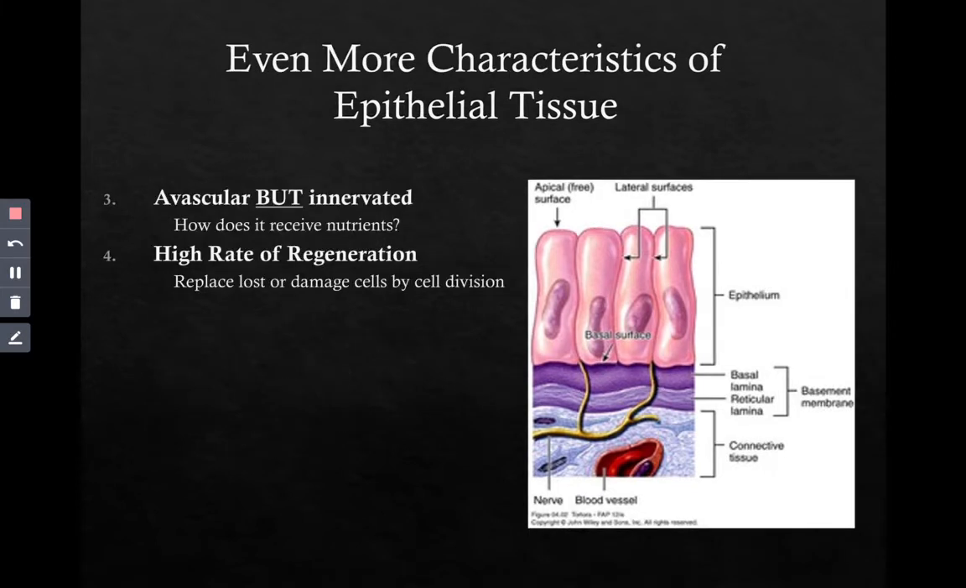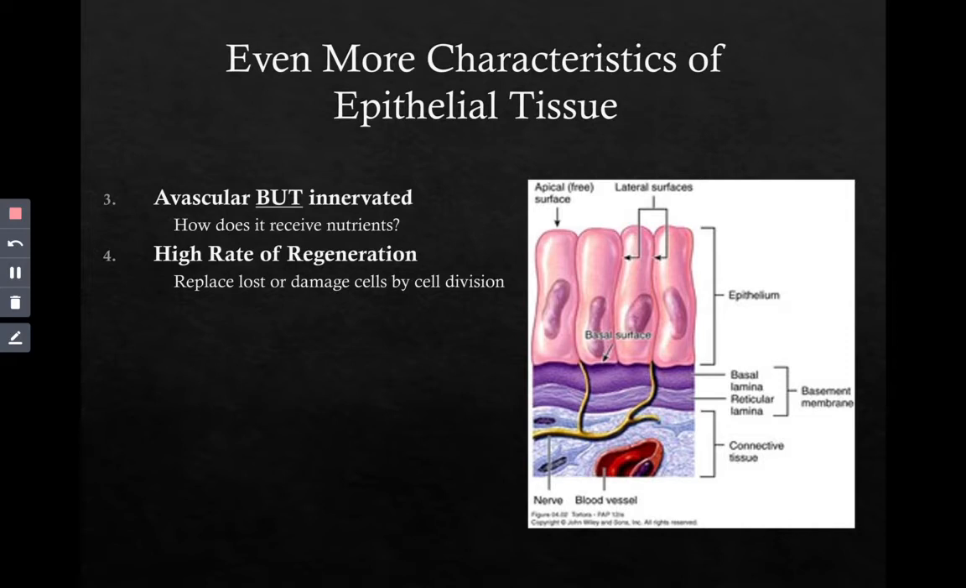Epithelial tissue also has no blood vessels. That's what avascular means. So if a tissue was vascular, that means it has blood vessels. But avascular means it has no blood vessels. It does have nerves, so it's innervated. Innervated means that a tissue has nerves going to it. And it has a really high rate of regeneration. Most of the time, not only can we replace the lost or damaged cells, the cells that replace them are exactly like the cells that went missing or were damaged.